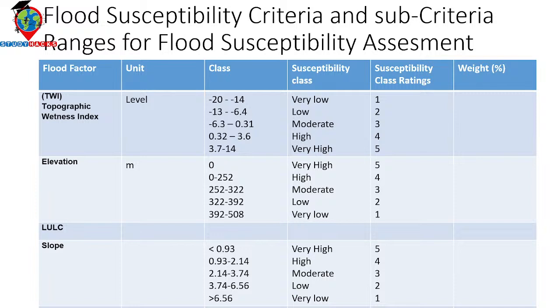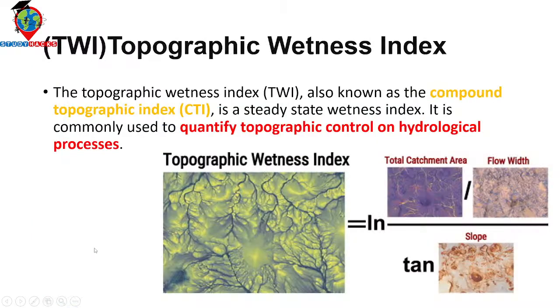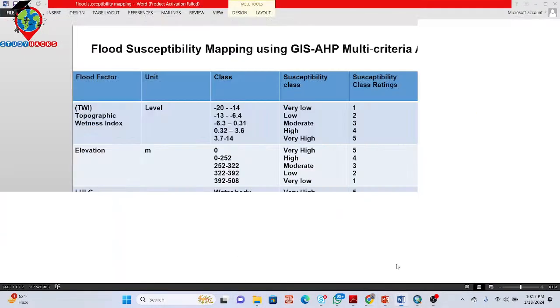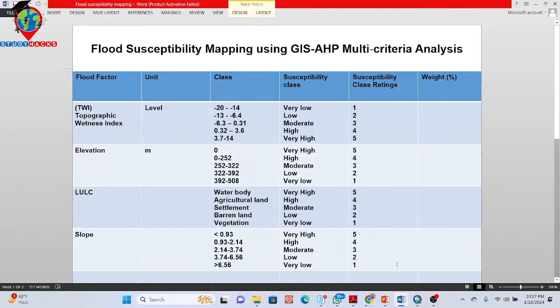and sub-criteria range for flood susceptibility assessment. So we have to create the topographic wetness index, elevation, land use land cover, and slope. Not only that, I have made a list of all those thematic maps. This time I will show you how we can easily use all of those maps to make the GIS-AHP multi-criteria analysis, and then classify the flood susceptibility regions.